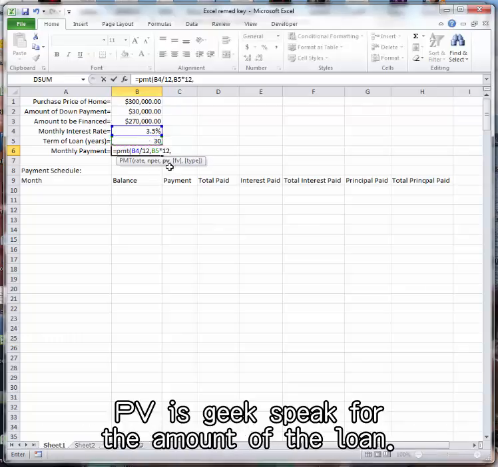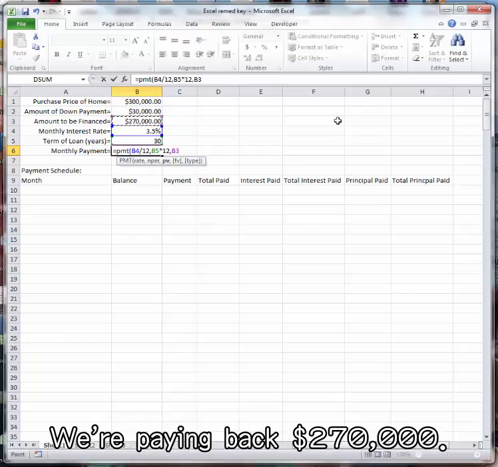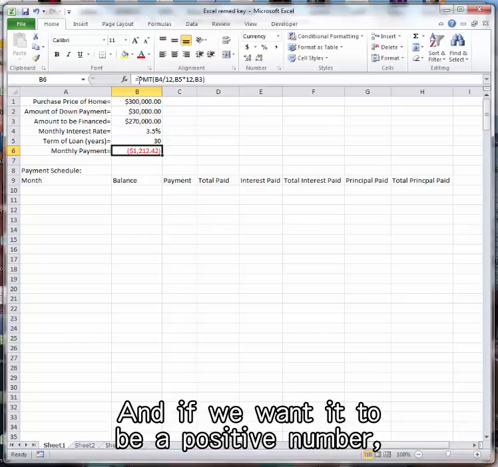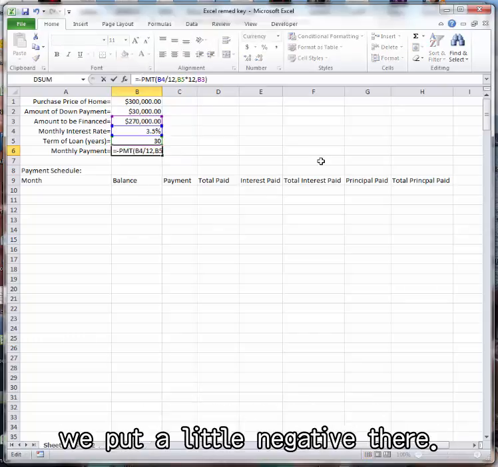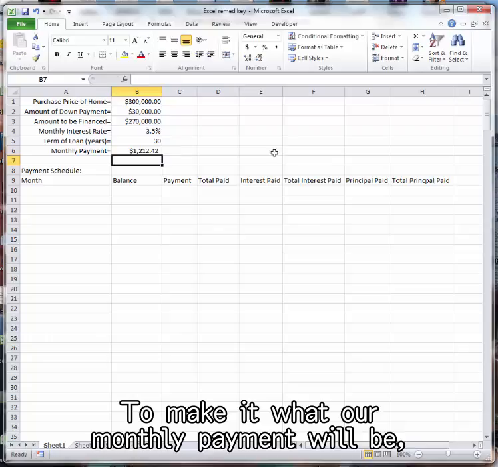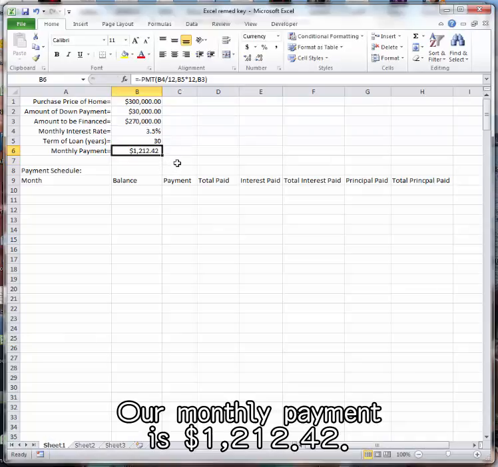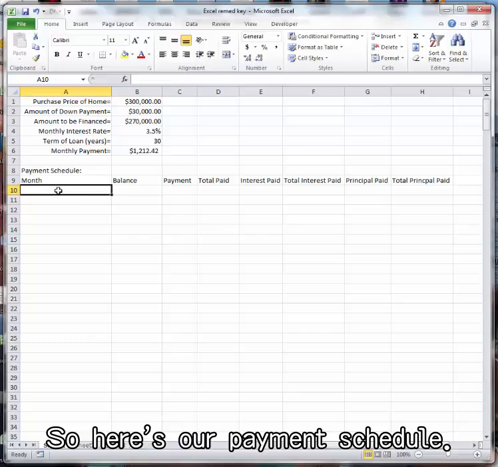PV is geek speak for the amount of the loan. Stands for present value, but it means the amount of the loan. We're paying back $270,000. So our payment is negative that, and if we want it to be a positive number, we put a little negative there. It's negative because it's depleting the loan. To make it what our monthly payment will be, we put a negative sign in there, and our monthly payment is $1,212.42.